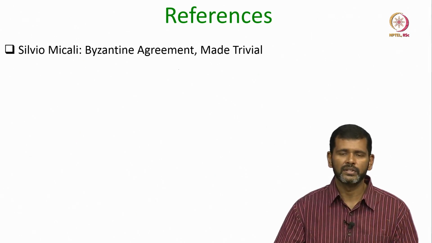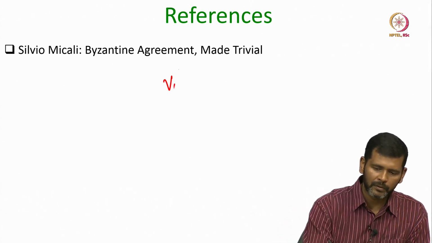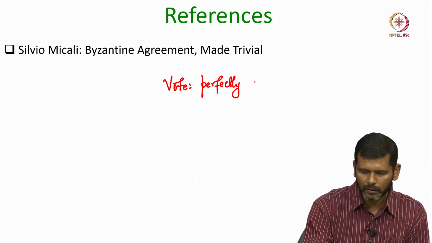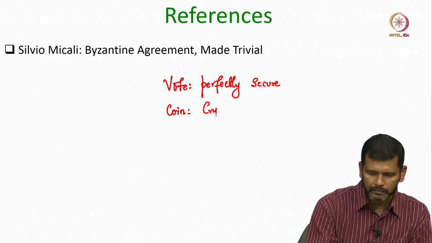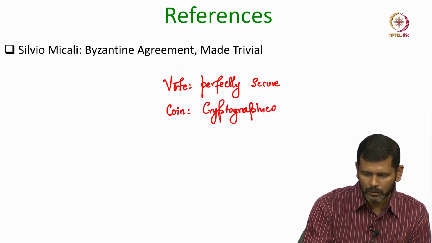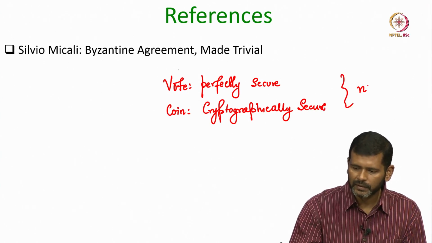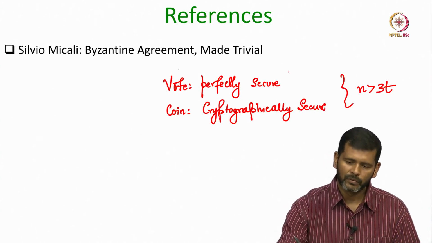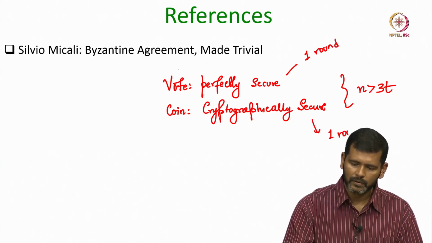So, we have seen the instantiation for the vote protocol, which is perfectly secure. And our coin protocol is cryptographically secure. Both are designed with n greater than 3t, and both of them are one round protocols. So, the vote protocol is a one round protocol, and the coin protocol is also a one round protocol.